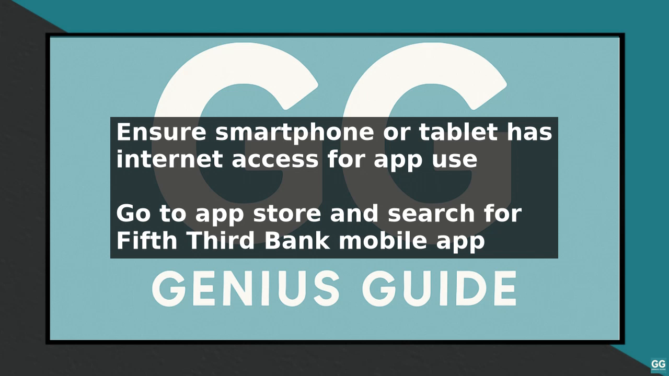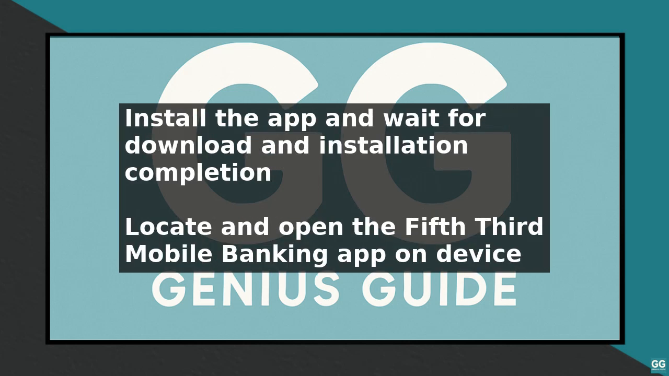Once you have located the app, click the Install or Download button to begin the installation process. Wait for the app to download and install on your device. This may take a few seconds. After the installation is complete, locate the Fifth Third mobile banking app on your device and click to open it.